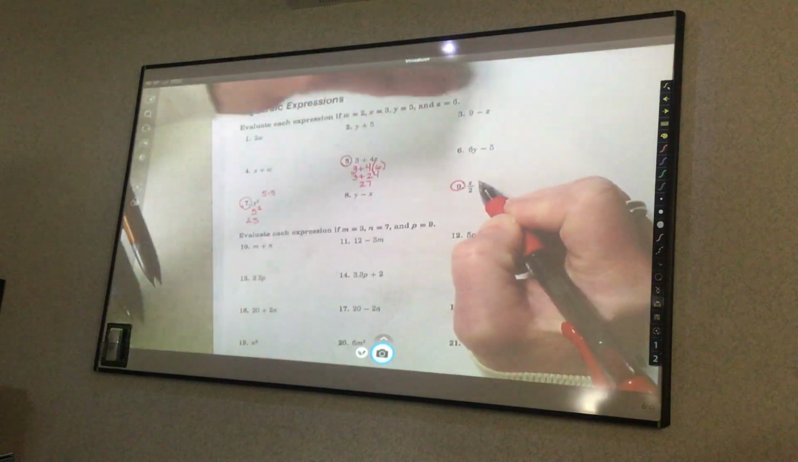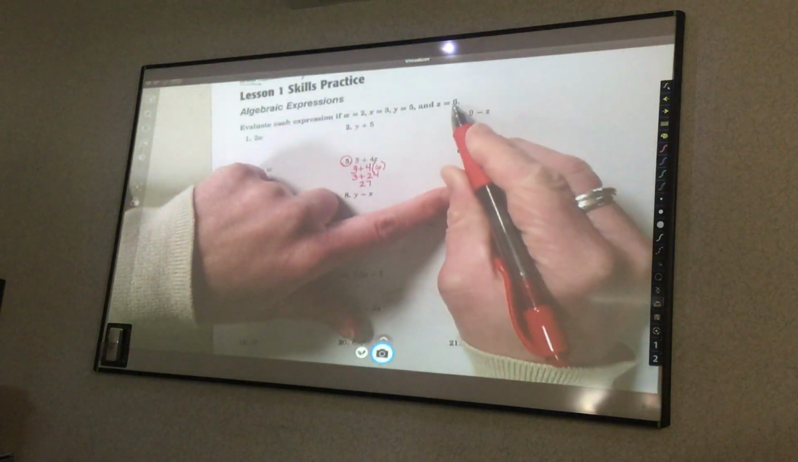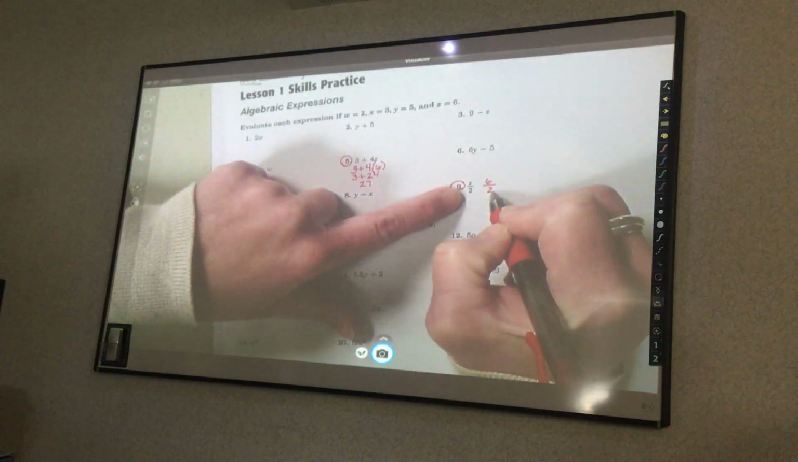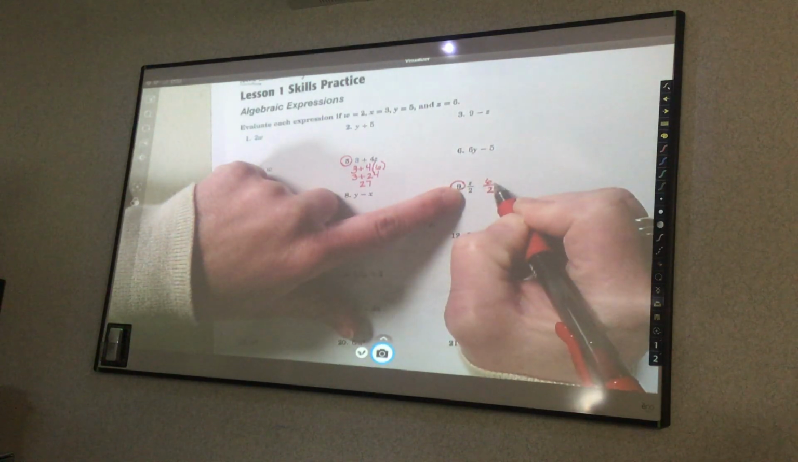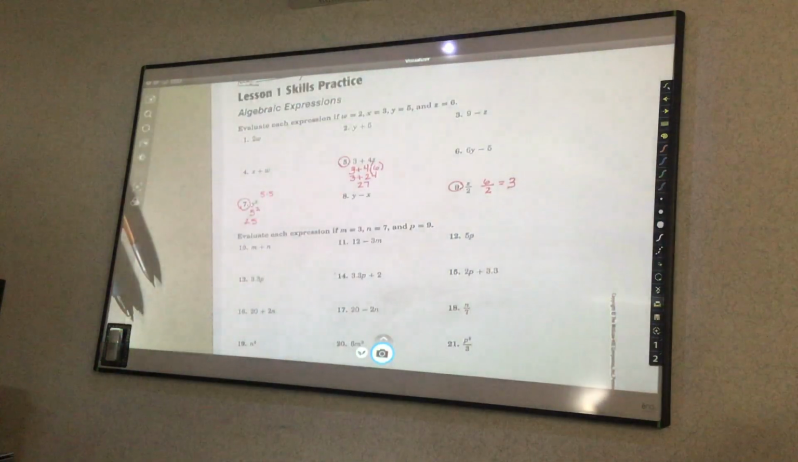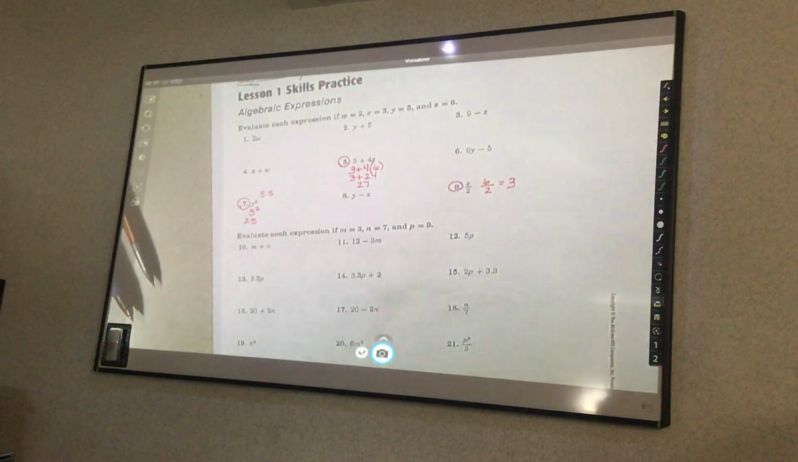9 is like z, which is 6 over 2, which is, we're saying that that's division. So 6 divided by 2 equals 3. Have a seat, please.